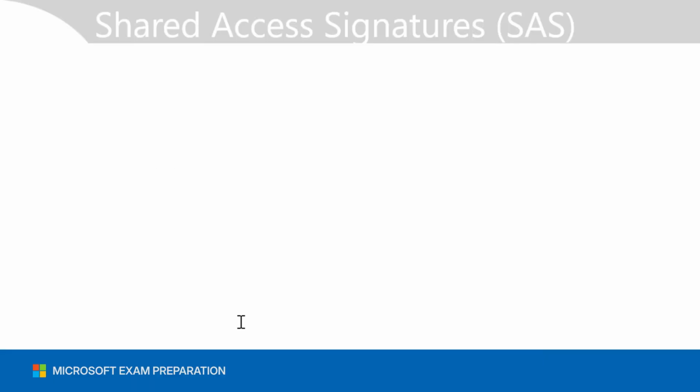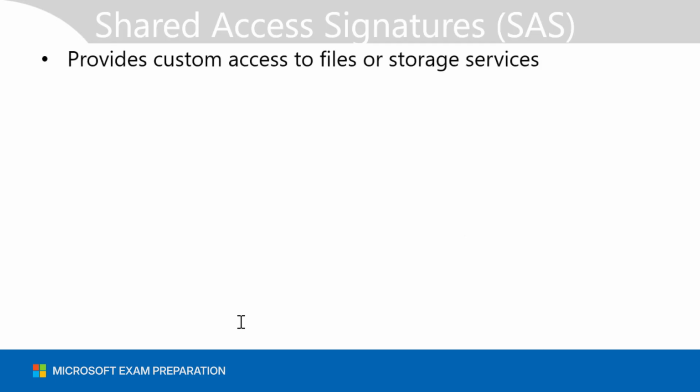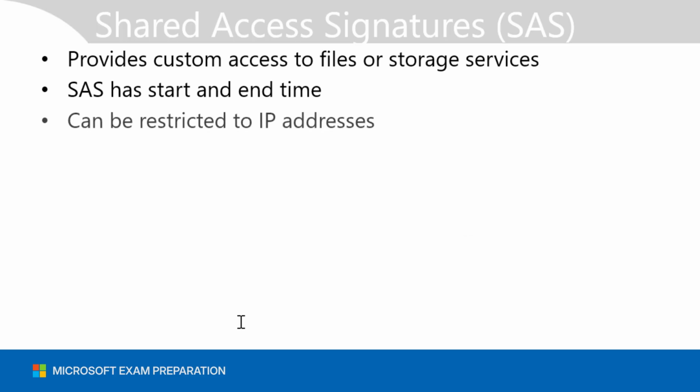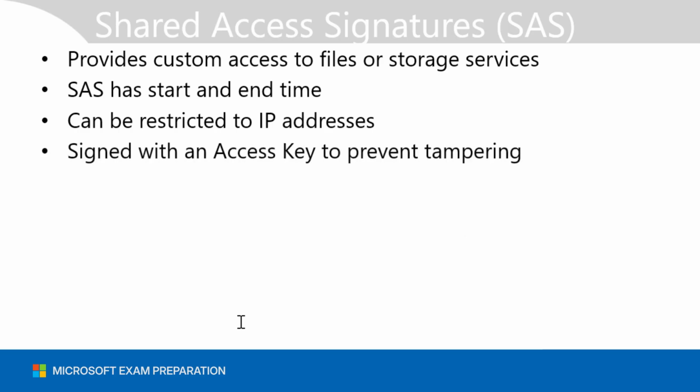So what do you do if you have customers that you want to give access to specific blobs or containers, but you don't want to give them an access key? The answer to that is called a shared access signature, or an SAS. So an SAS provides custom access to files in your storage service. SAS has a start and end time, so it expires, and that's useful. It can be restricted to IP addresses, so if you know exactly where the person is that's accessing your storage, you could restrict it that way if you wish.